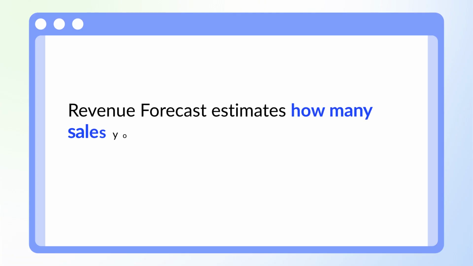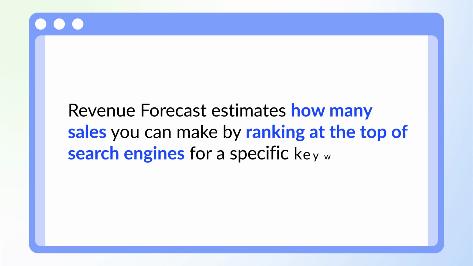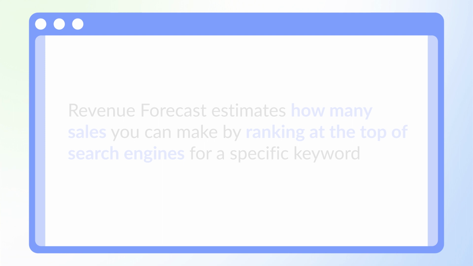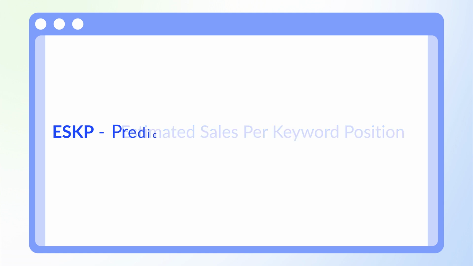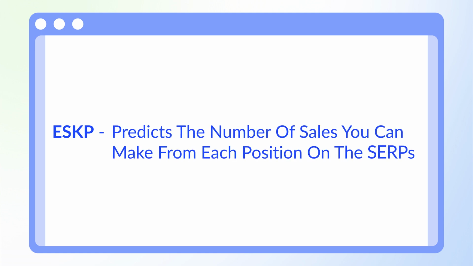To solve this problem, we built the revenue forecast filter. Revenue forecast is a tool that estimates the number of sales you could make if you were ranking at the top of Google for a specific keyword. It's based on the ESKP metric, which stands for Estimated Sales Per Keyword Position, and predicts the number of sales you can make from each position on the search engine results page. Let's look at how this metric does its magic.